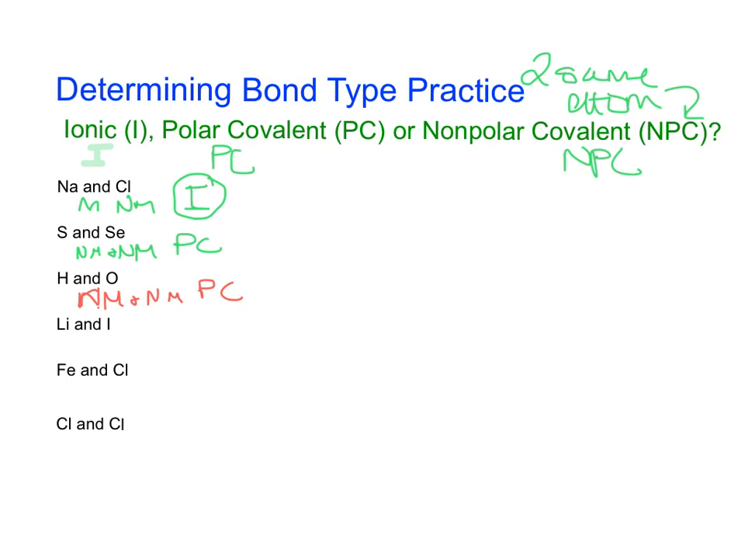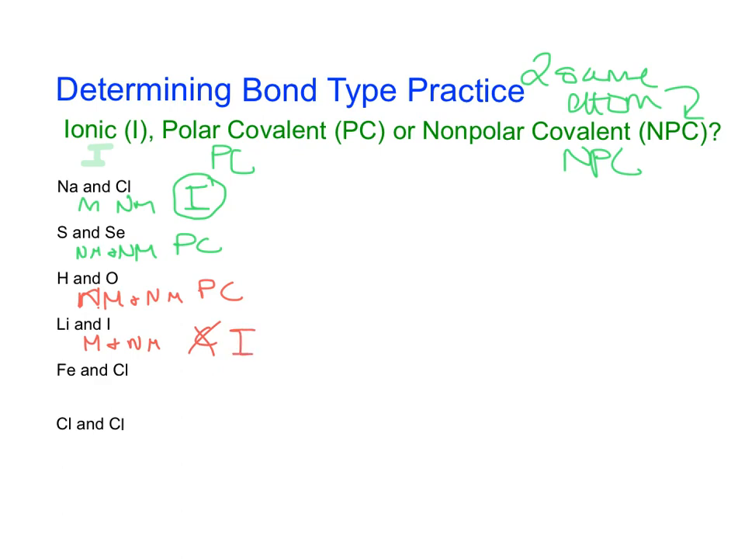Next, we have lithium and iodine. Let's see, lithium is a metal, and iodine is a nonmetal, so it's going to be... not covalent, guys, right? If it's a metal and a nonmetal, it's going to be ionic.